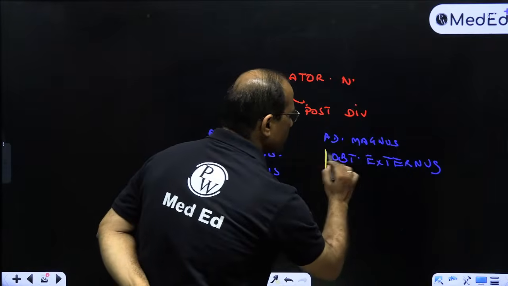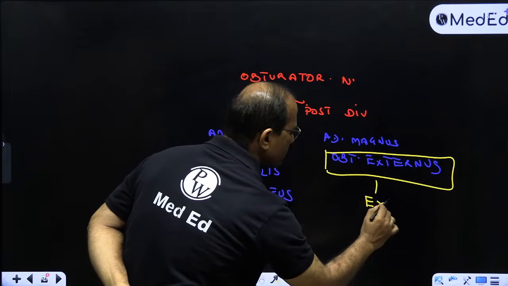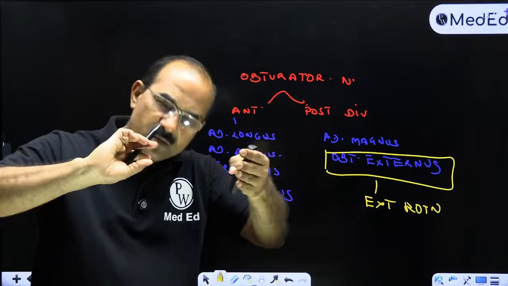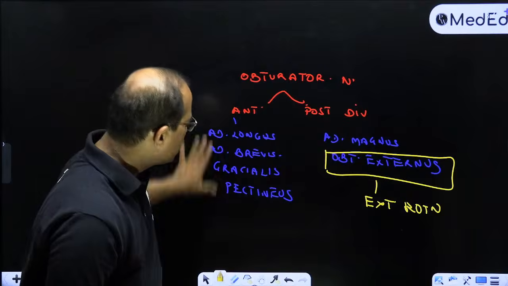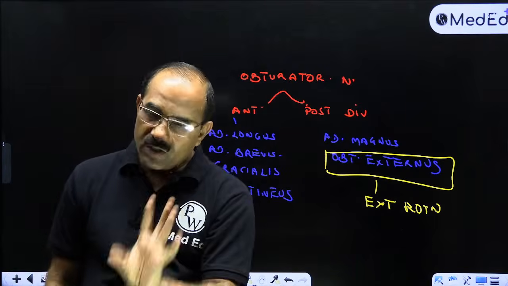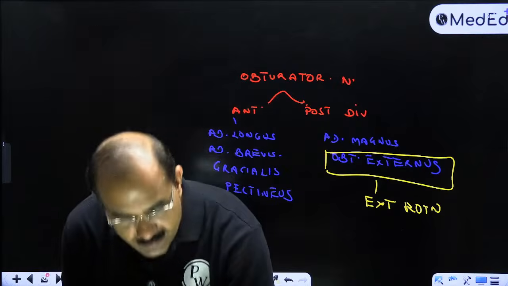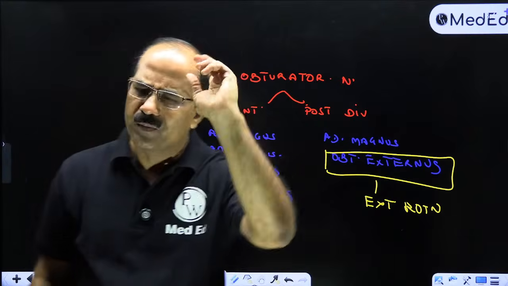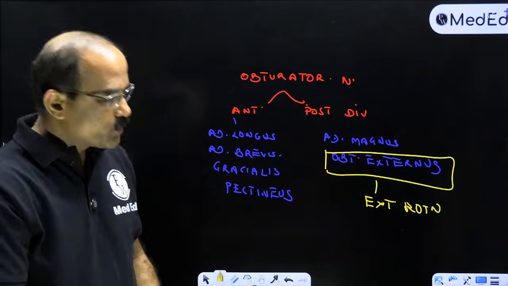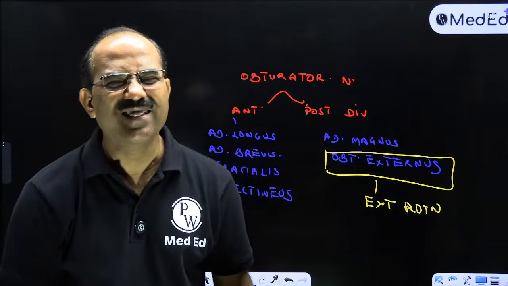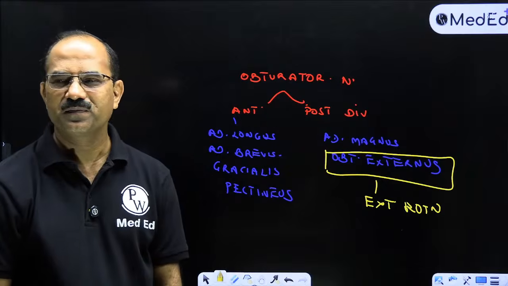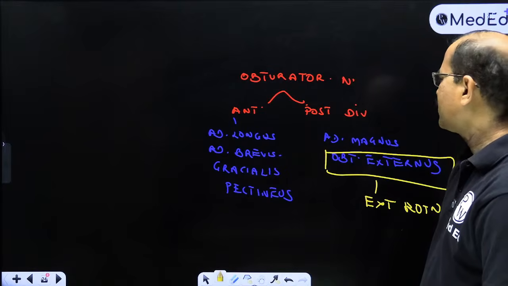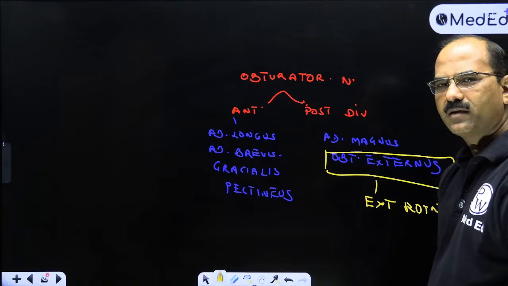obturator externus. ये क्या करता है? This is going to cause external rotation, lateral rotation. ये जितने भी muscles हैं, they cause adduction and medial rotation at the hip joint. बस एक exception है, obturator externus ये करता है lateral rotation. याद रखना, बहुत important है. Obturator externus does lateral rotation at the hip joint. Remember that, students. Fine. Okay, so that is one extra thing I told you. हाँ, ठीक है, याद रखोगे.